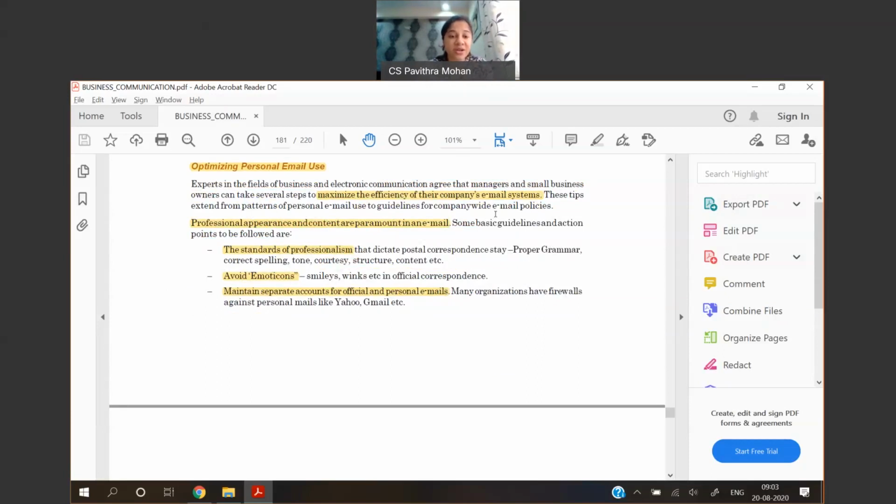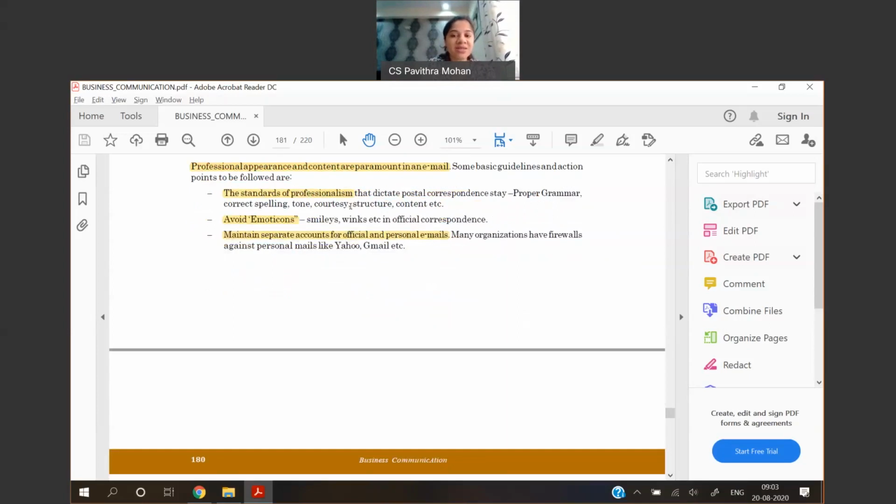Okay, so we are trying the best possible way. If you have a personal email id, with this personal email id you can actually create your own brand. Like your own personality, present this personality in a big way. So how can I create a professional personality with the help of an email? That is standard of professionalism, that is, have proper grammar, correct spelling, tone, courtesy, structure, content. Try to keep all these things in line.